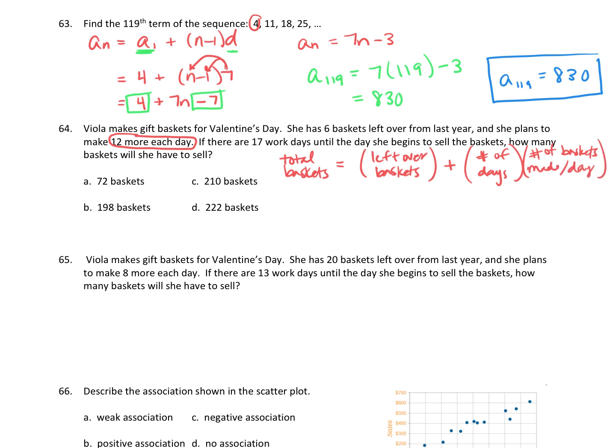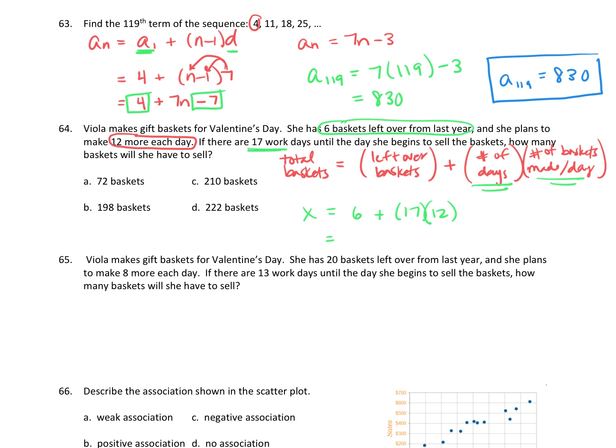All right, so let's fill in some information. Our total baskets, that's what we don't know. We'll just call that X equals the leftover baskets. So how many baskets does she have left over from last year that she can still sell? She has 6 of those, 6 baskets left over from last year. So 6 plus, and then she's got how many days? 17 work days times how many baskets she can make for each of those days. She's making 12 baskets a day.